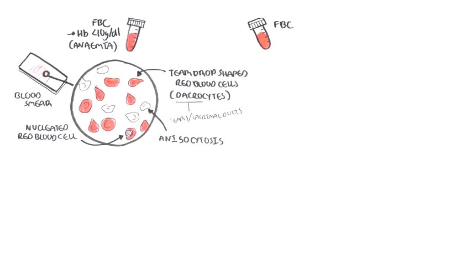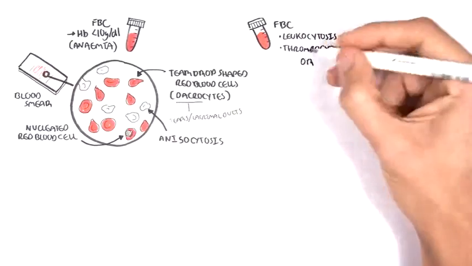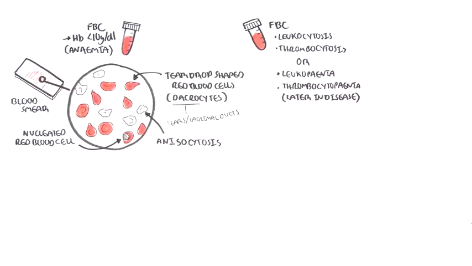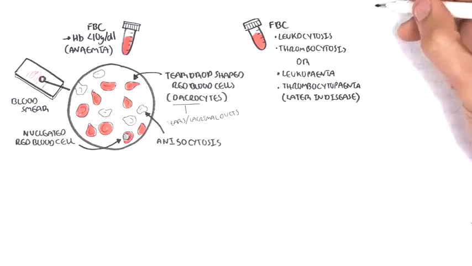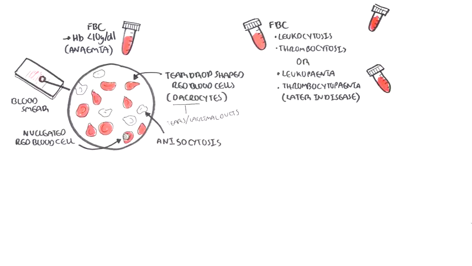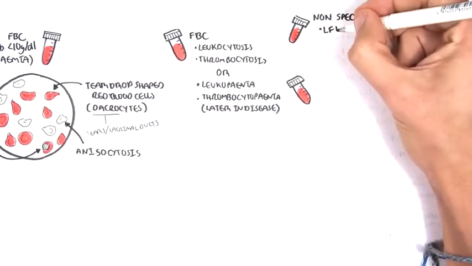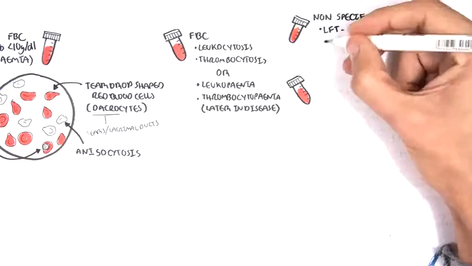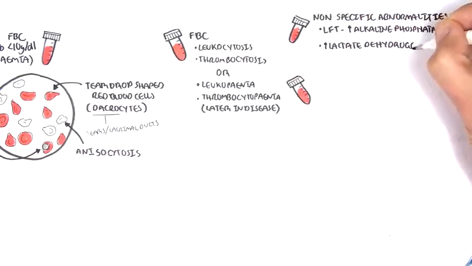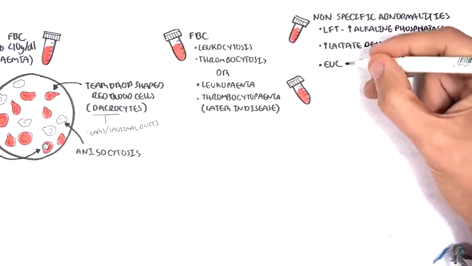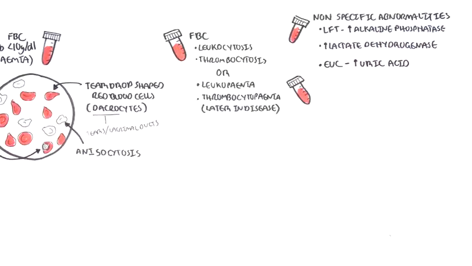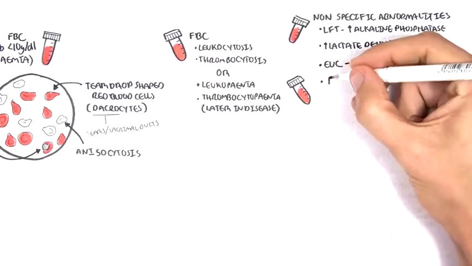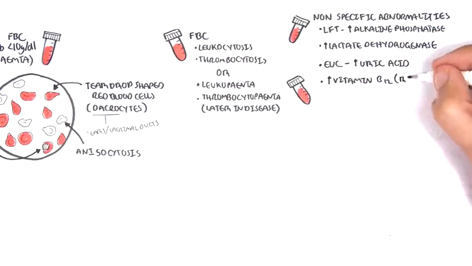Investigations including full blood count may show leukocytosis or thrombocytosis, or leukopenia and thrombocytopenia. Thrombocytopenia, or low levels of platelets in the blood, is usually a sign of a later stage of the disease. Other blood investigations look for non-specific abnormalities. These include liver function tests, which show an increase in alkaline phosphatase. There can also be an increase in lactate dehydrogenase because of the increase in cell turnover. Electrolyte urea creatinine can show an increase in uric acid because of the increase in cell turnover. There can also be an increase in vitamin B12 levels, which reflects the increase in neutrophil mass.